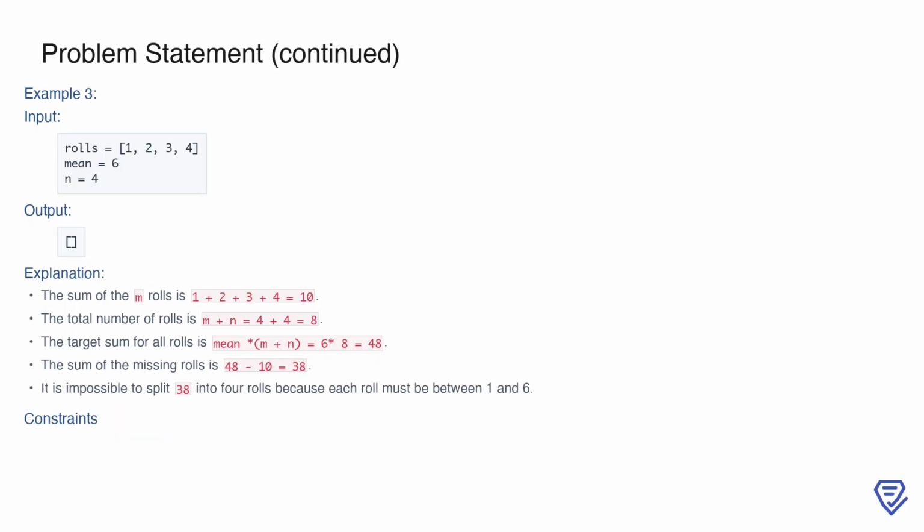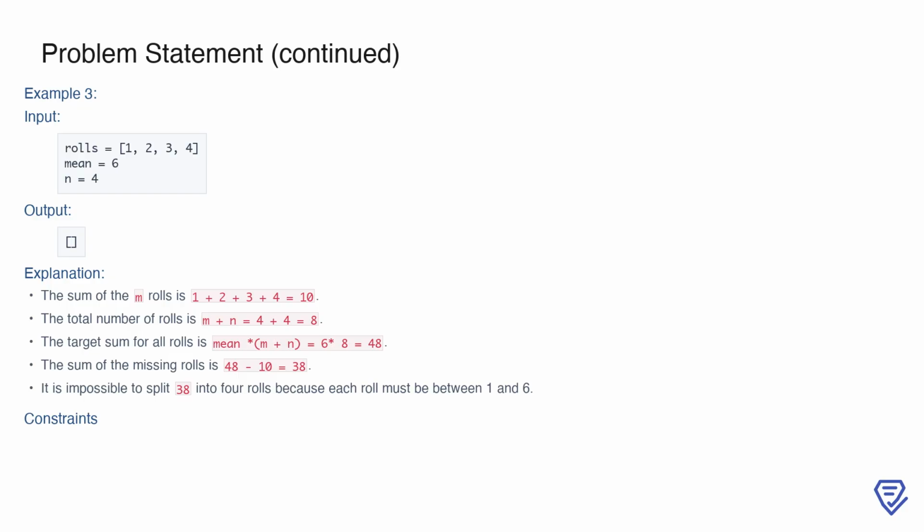Now, let's consider a case where it's not possible to find a solution. Suppose rolls is [1, 2, 3, 4], the mean is 6, and n is 4. The sum of the given rolls is 1 + 2 + 3 + 4 = 10. The total number of rolls is m + n = 4 + 4 = 8, and the target sum for all rolls is mean * (m + n) = 6 * 8 = 48.